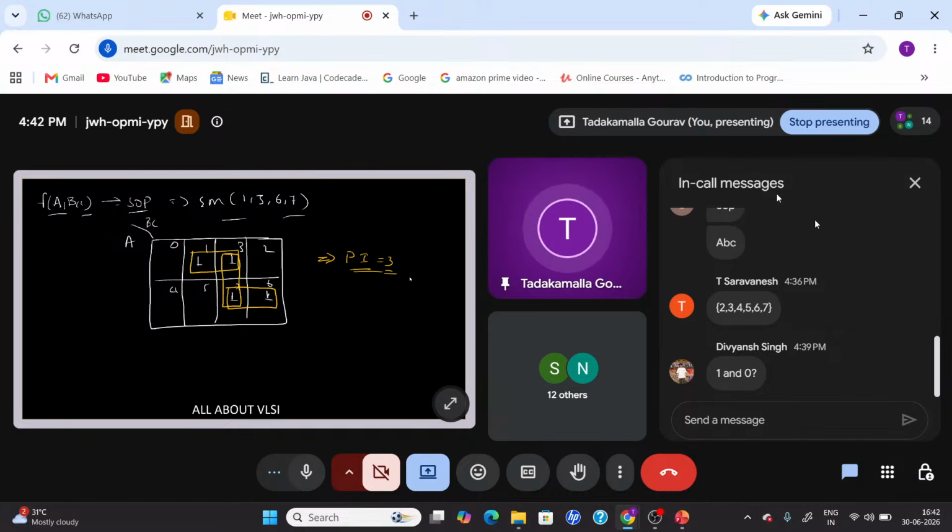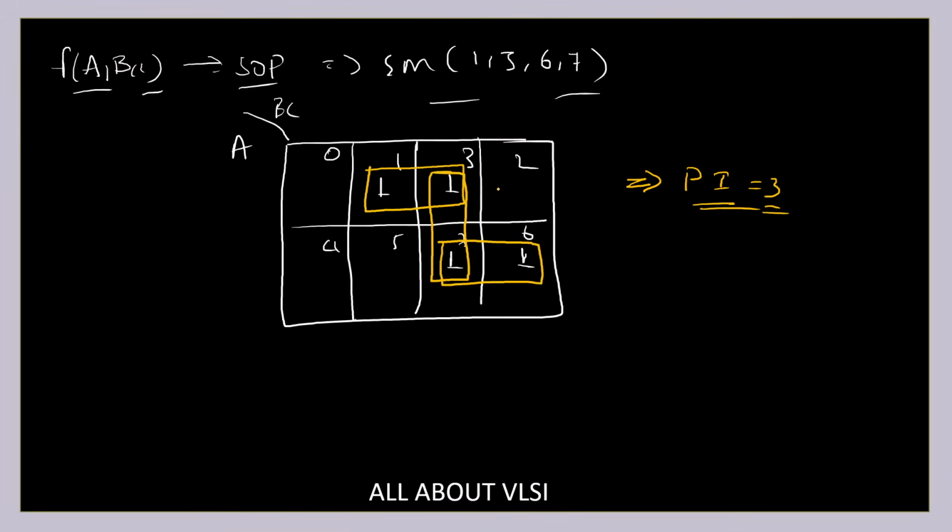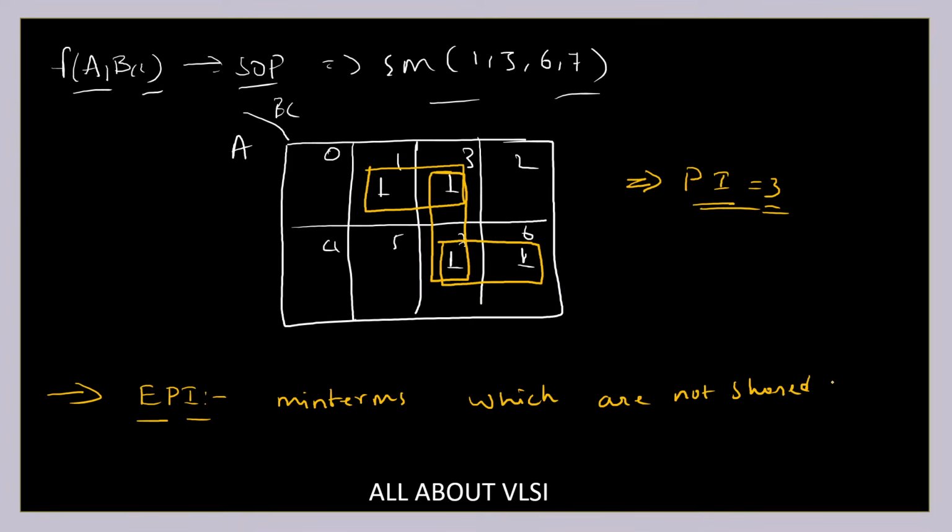Okay. Now, next one is essential prime implicants. Now, what do we mean by essential prime implicants? Essential prime implicants are the implicants which have at least one minterm which is basically not shared with any other prime implicant. Okay. So let me write down over here: essential prime implicants are going to have minterms which are not shared with other implicants.